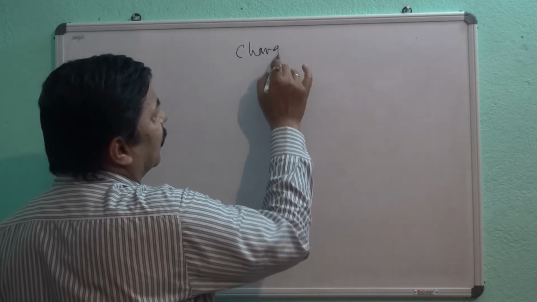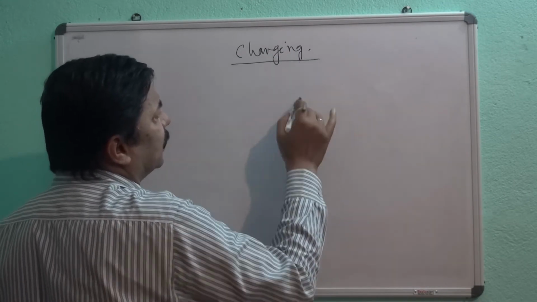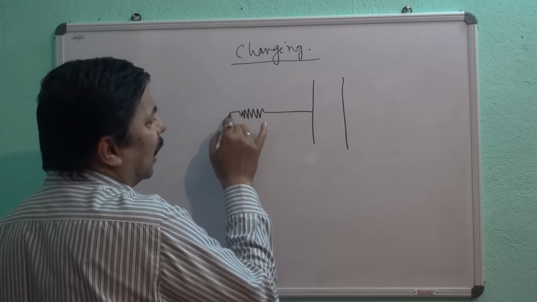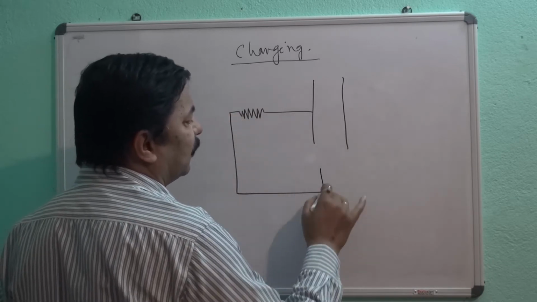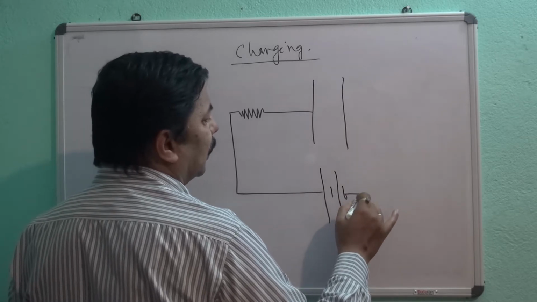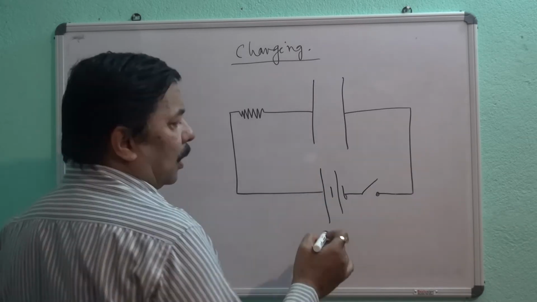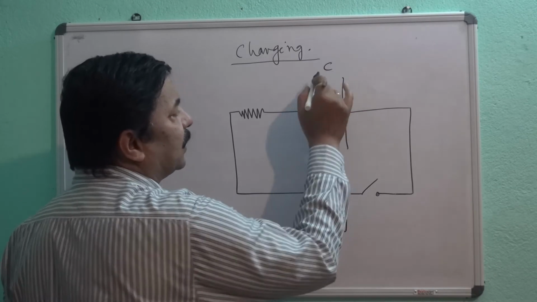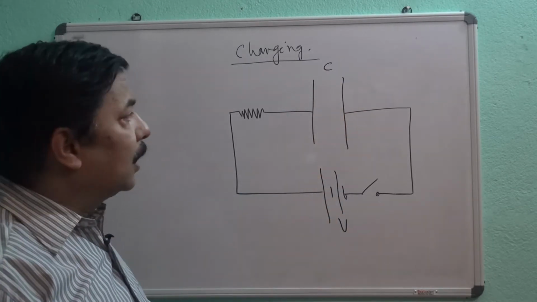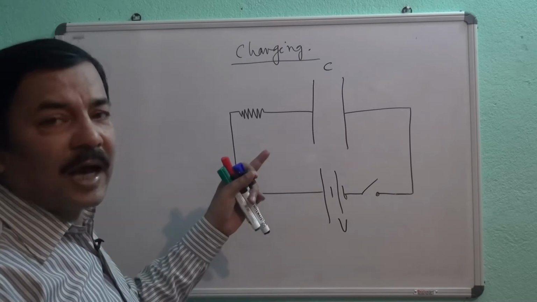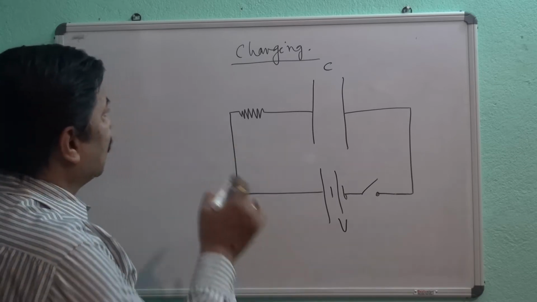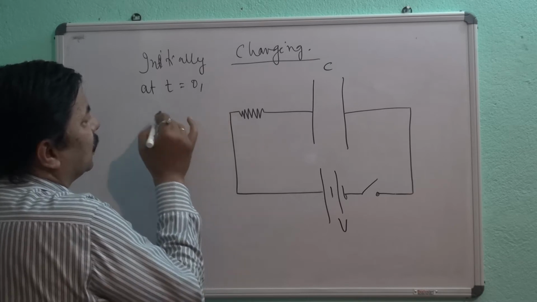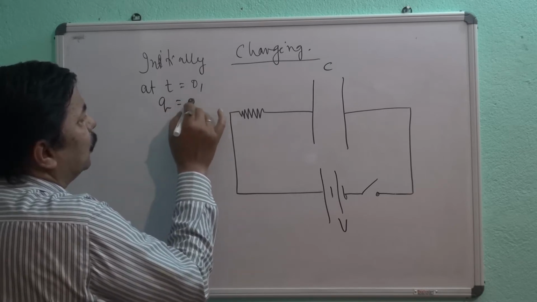First we are discussing the charging. In the charging process, there is a capacitor, and with this we have to make a resistor, and here is a battery, here is a switch, and potential difference is V. So capacitance is C of this capacitor. Initially, the plate is fully discharged. That means there is no charge on the plates of the capacitor. Initially, at t is equals to 0, charge on the plates of capacitor Q is equals to 0.